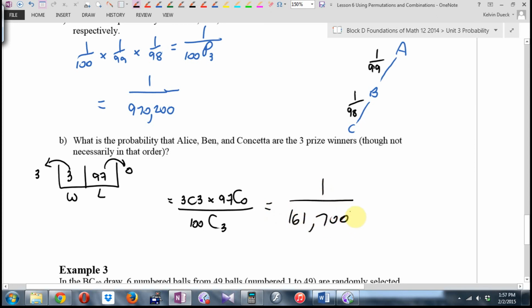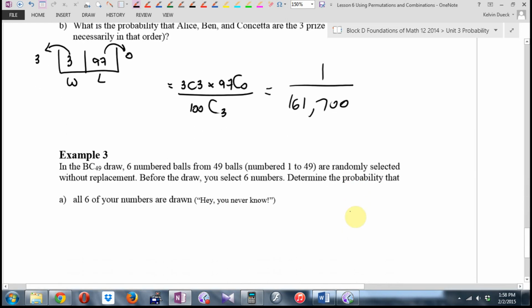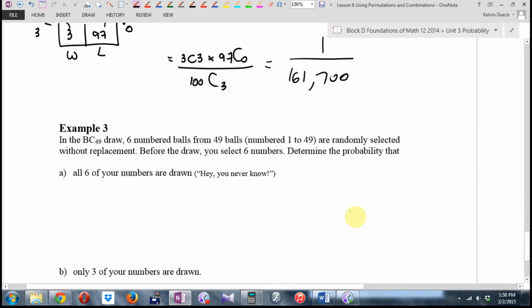So now we can deal with Lotto 649. Because, hey, you never know. Well, sadly, you do almost know. So in BC 649, they pick 6, and you have to pick the 6 winners. So before the draw, you select 6 winners. What's the probability that they pick all 6 of them?